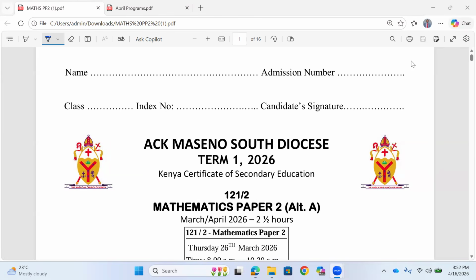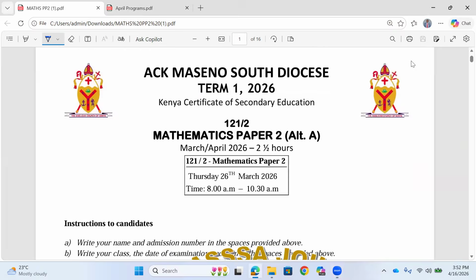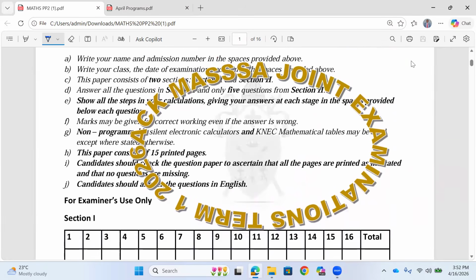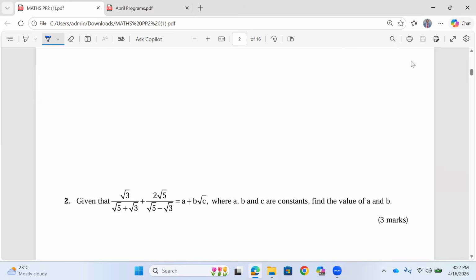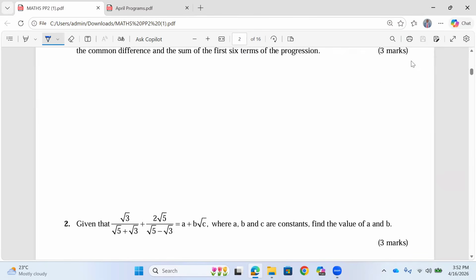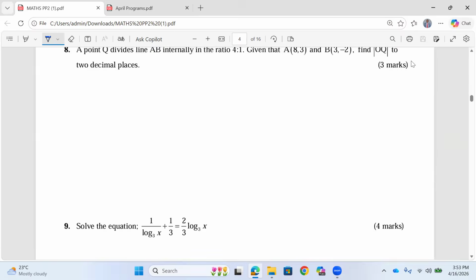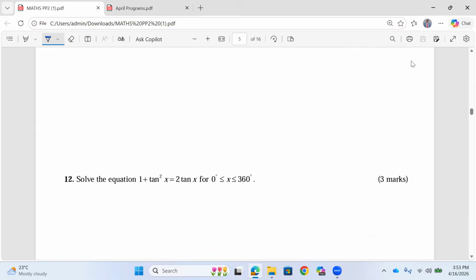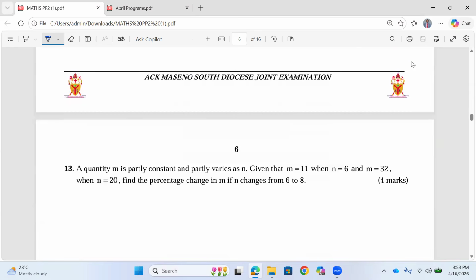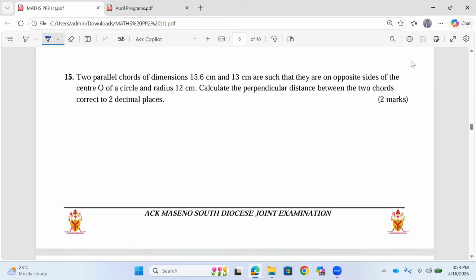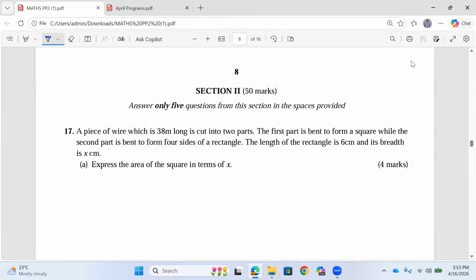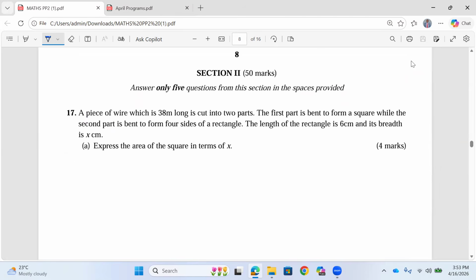We shall be continuing with this paper. Those who have been on our program know very well that this is a very good paper, and we've already discussed section 1 of this paper. Therefore, you will allow me to go direct to section 2 of this paper. Section 2, 50 marks, but we shall attempt the questions consecutively. So please be ready for a thorough discussion.